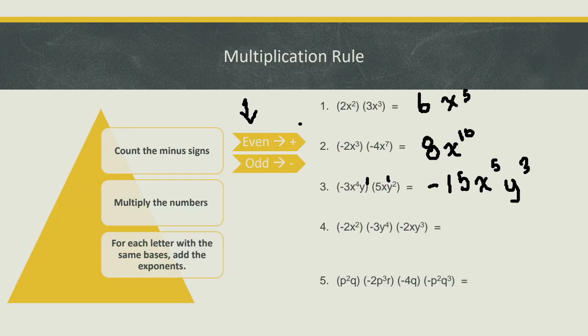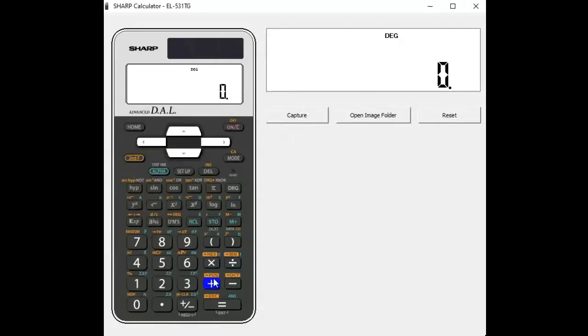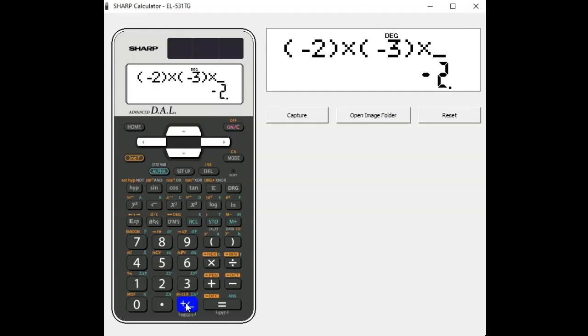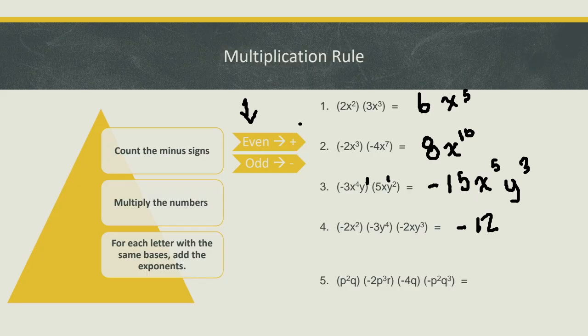For number 4, I have 3 negatives. That's an odd number. So my overall sign is negative. 2 times 3 is 6, times 2 is 12. So I get a negative 12. Now, if you wanted to use your calculator, negative 2 times negative 3 times negative 2, let's take a quick look at that and how you would punch that in. Okay, so I have a negative 2 times negative 3 times negative 2. So again, we're using this button as a negative, not subtracting a negative. That gives me an overall negative 12. So same answer, right? So this is the button you want to use, not the subtraction button. Subtraction is for subtraction.